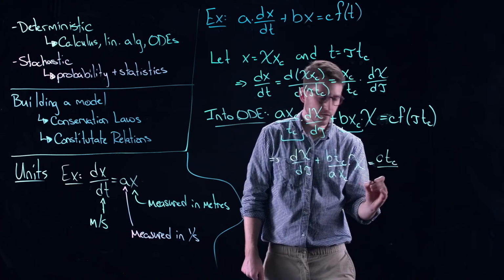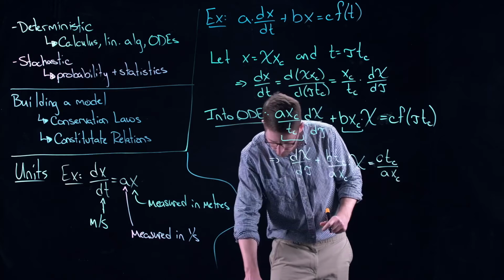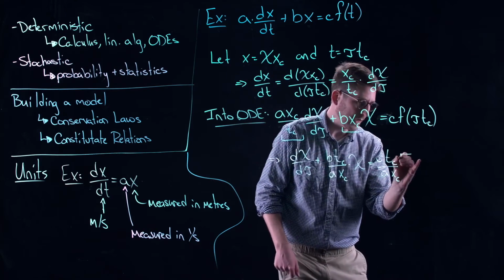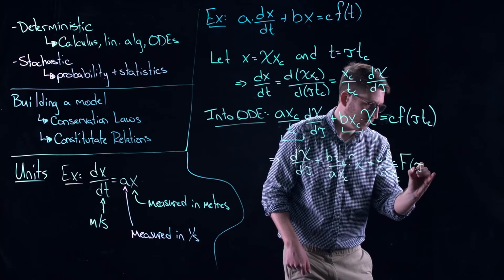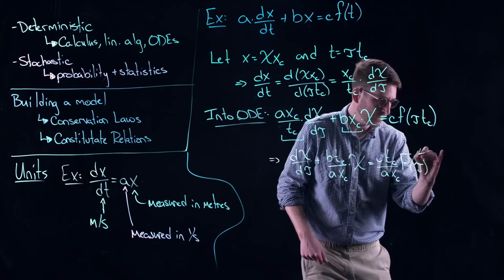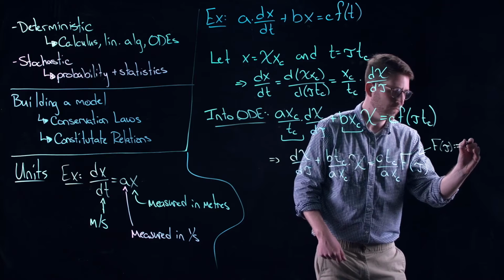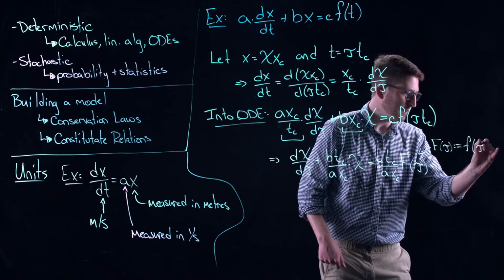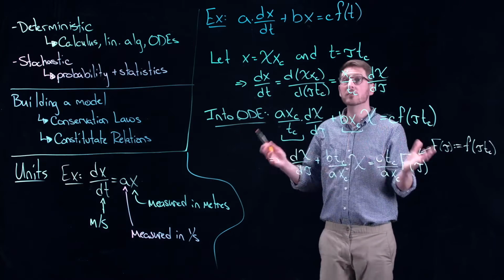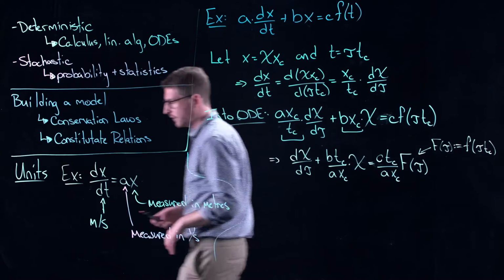tc over a xc. And what I'm going to do is call this thing now capital F of tau. Okay, so what I did here, I said capital F of tau is actually the old function f of tau times tc. Nothing too fancy here. All I did is just a redefinition. Remember, this is now a function of tau. I just want it to look like a function of tau.